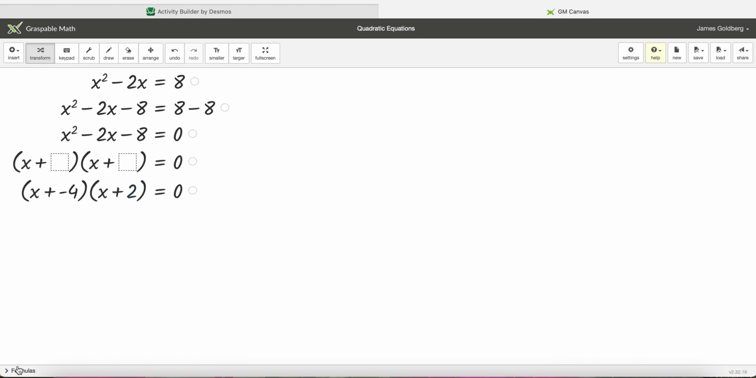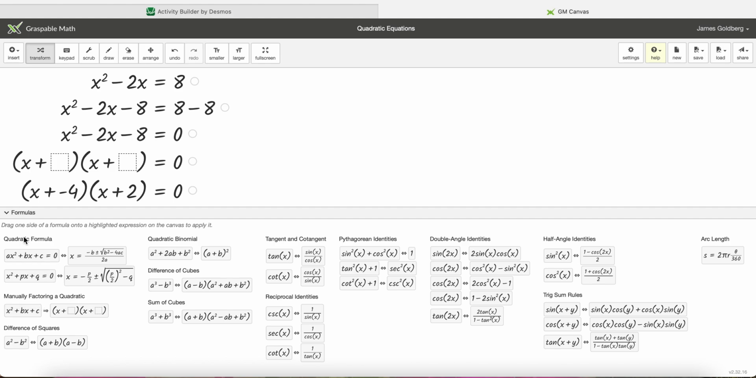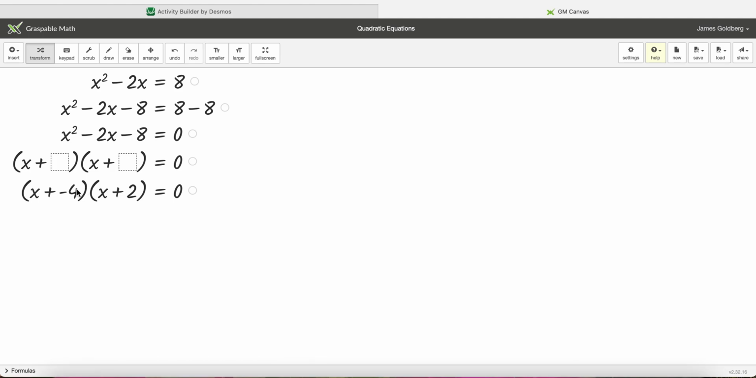And that was cool. I did that quickly, but Graspable Math has a little template. It doesn't do the factoring for you, but it'll help you with the template. So negative 4 times 2, I'm just checking. If I were to multiply that, I'd get this. Negative 4 times x is negative 4x. x times 2 is 2x, so I would get that. So this does factor, so that's great.